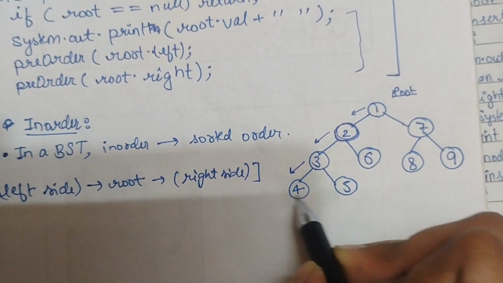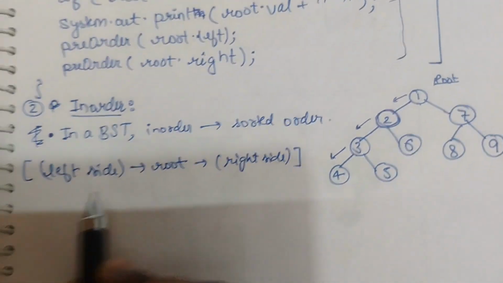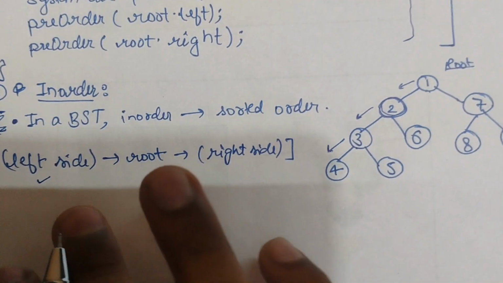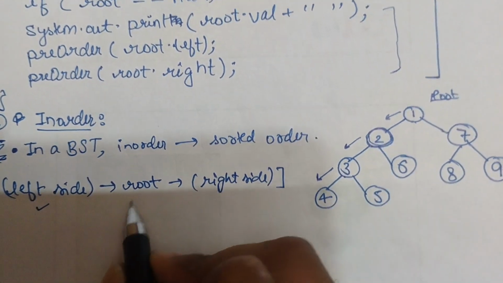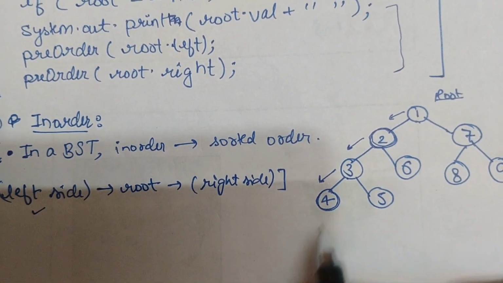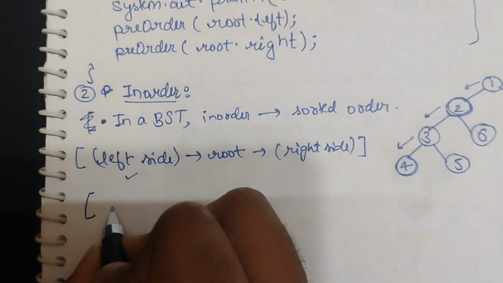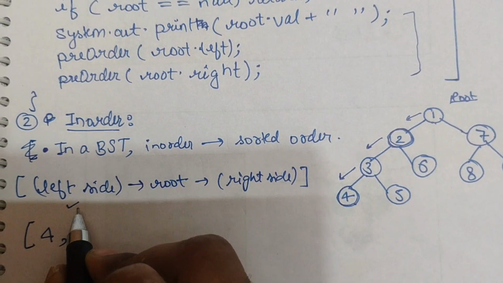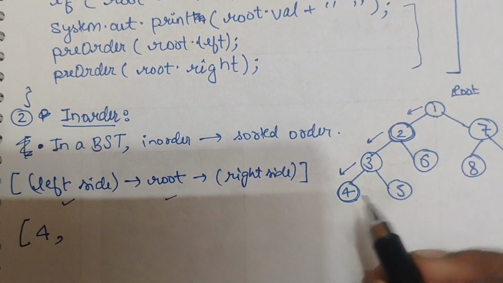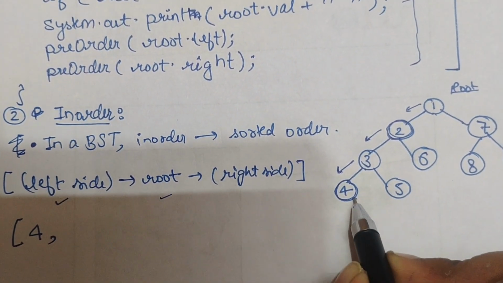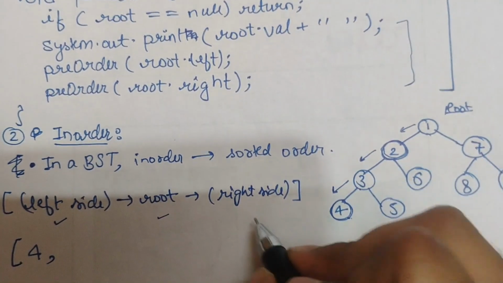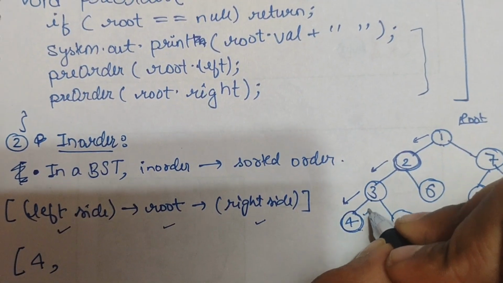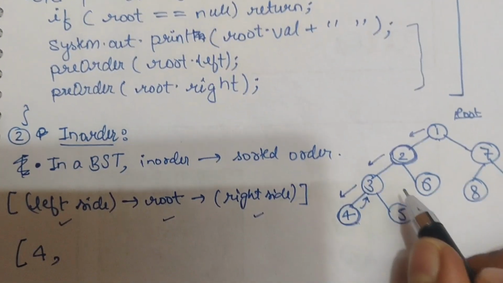Does 4 have a left? No, 4 does not have a left. That means 4 has executed this. Now I'm at root, I'll print the root. I'll print 4 here. So 4 has executed this. Now does 4 have a right? No, it does not. That means 4 has executed this, and now the recursion call comes from 4 to 3.